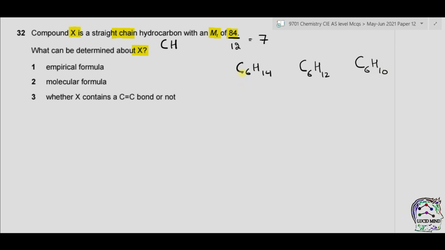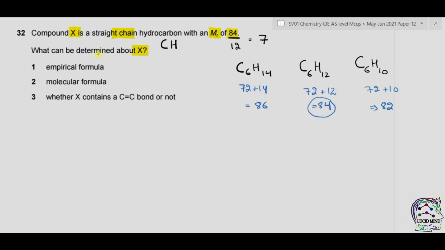Let's find the molecular mass for 6 carbon. 12 into 6 is 72 plus 14 hydrogen. So it comes equal to 86. For 6 carbon and 12 hydrogen in alkene, we can find the molecular mass 12 times 6, 72 plus 12. So it comes equal to 84. For alkyne, 72 plus 10, which comes equal to 82. So among these three, we can conclude that this compound X is an alkene.